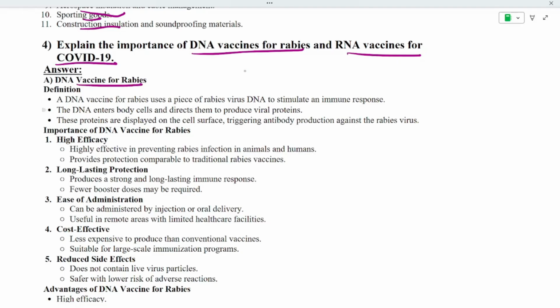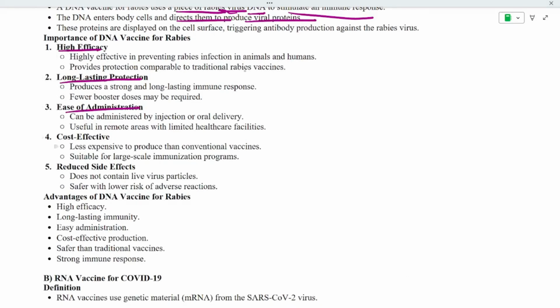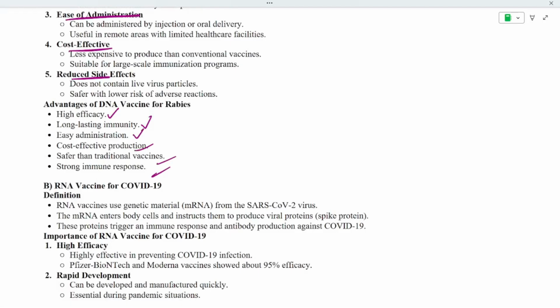A DNA vaccine for rabies uses a piece of the rabies virus. Okay, it uses a part of the rabies virus DNA itself to stimulate the immune system. Okay, they will insert it into the body in order to fight against it. That will direct the production of the viral protein. What is its importance? It has high efficiency, long lasting protection, ease of administration, cost effectiveness and reduced side effects. Okay, side effects are not there, efficiency is high, long lasting, easy administration, and these are the advantages you can write.